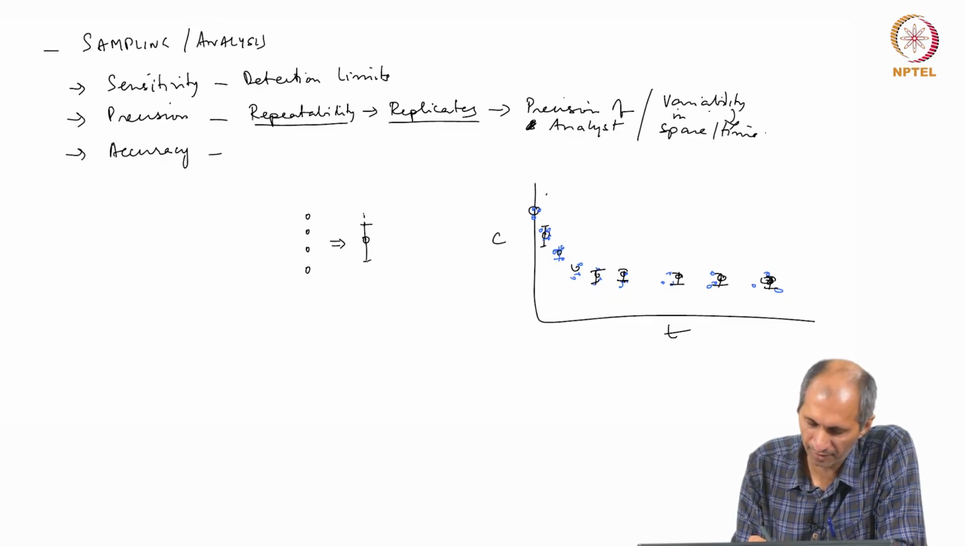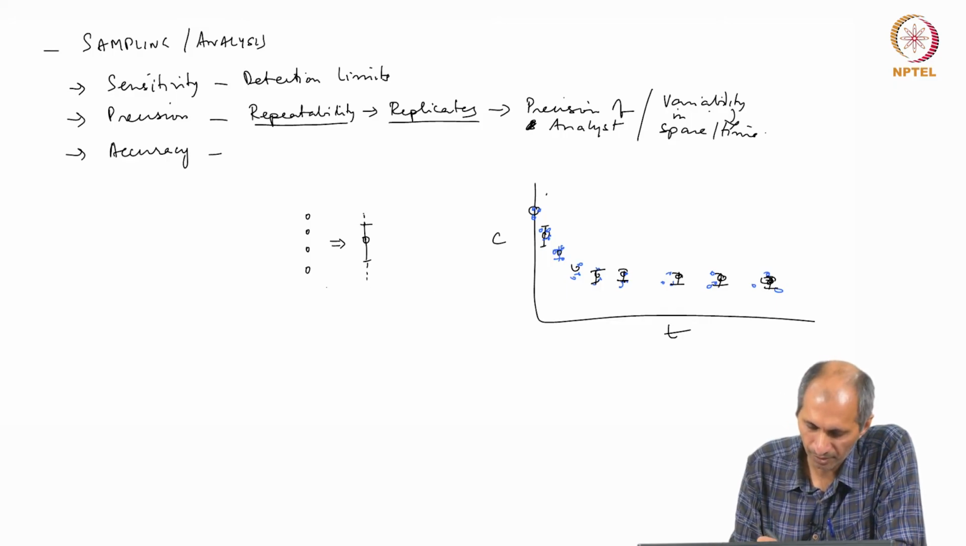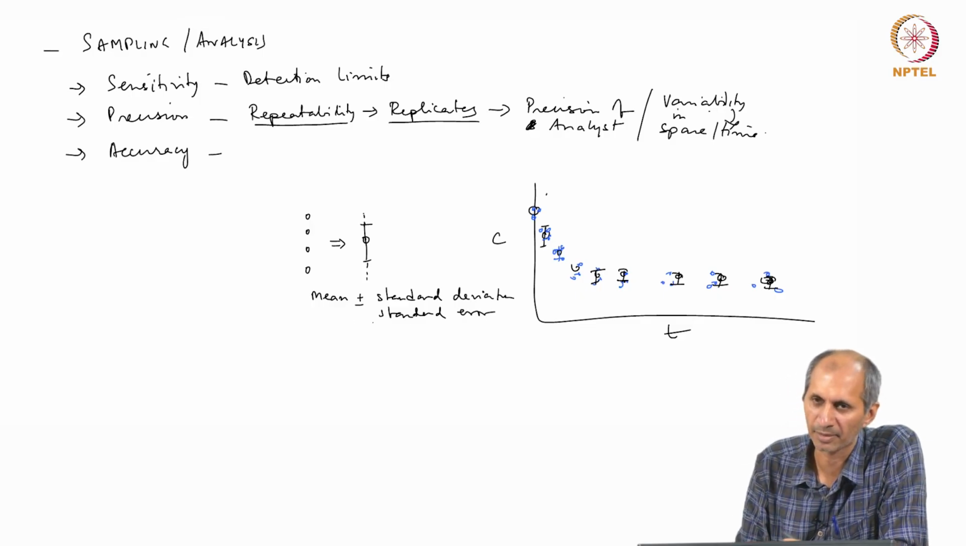So, there are different ways in which this can be denoted. Okay. So, we look at it as mean plus minus a standard deviation or a standard error or different other types of statistical markers such as percentile.